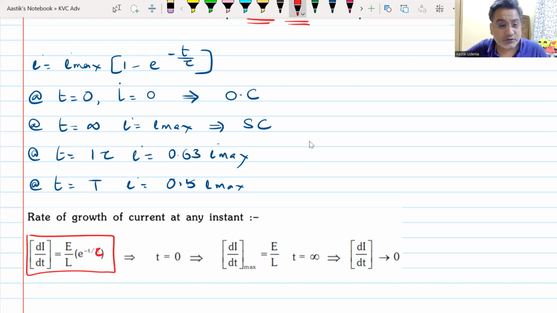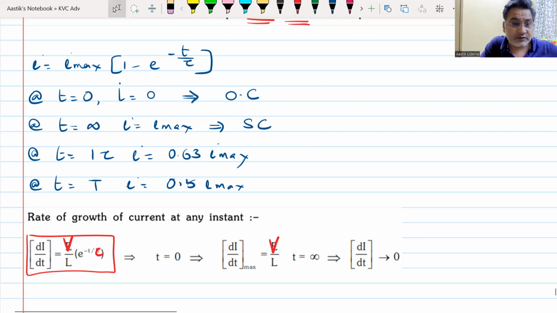At time t is equal to 0, the rate of growth of current is maximum and it is E by L. If you don't want to write E, you can write V by L. At time t is equal to infinity, the rate of change of current is 0. Remember these two things. Do we understand this? Yes, sir. I'll give you 2 minutes to note this down.